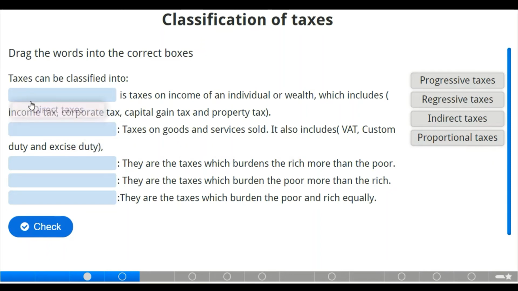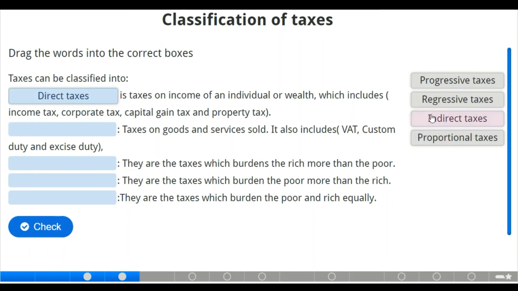Let us drag. Now, under direct taxes, we have income tax, that is taxes on the income of an individual, and we have corporate tax, taxes on companies, and we also have capital gain tax, that is tax on any profit arising from sales of assets held for more than 1 year. And we also have property tax here, that is tax on property or land.